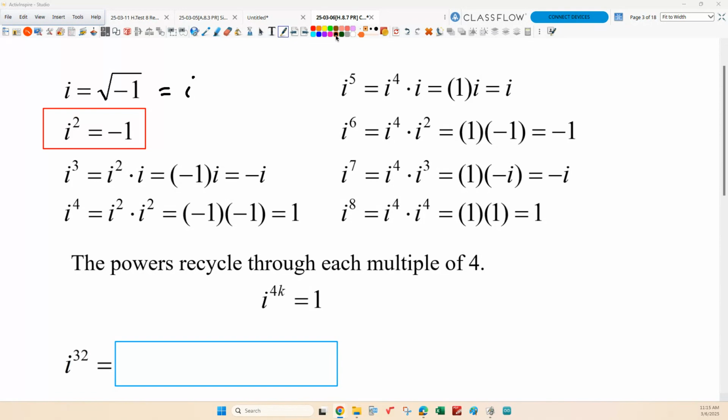But look what happens when we wrap around to i to the fifth. We could write i to the fifth as i to the fourth, which is just 1, times i. So i to the fifth equals 1 times i to the 1, the same thing as i to the 1. i to the sixth we could write as 1 times i squared. So do you see that we just get this one-to-one correspondence there? Every time the powers step up by 4, I'm just going to be repeating this cycle. So what would i to the ninth be?